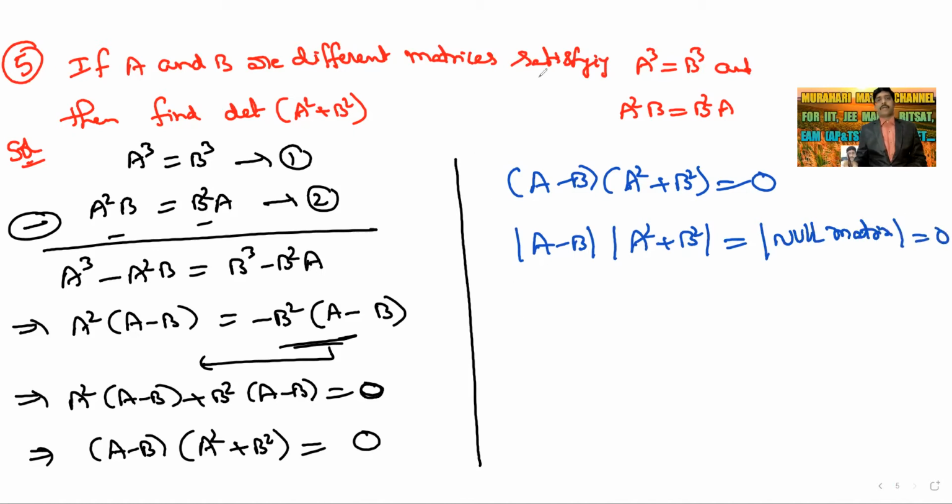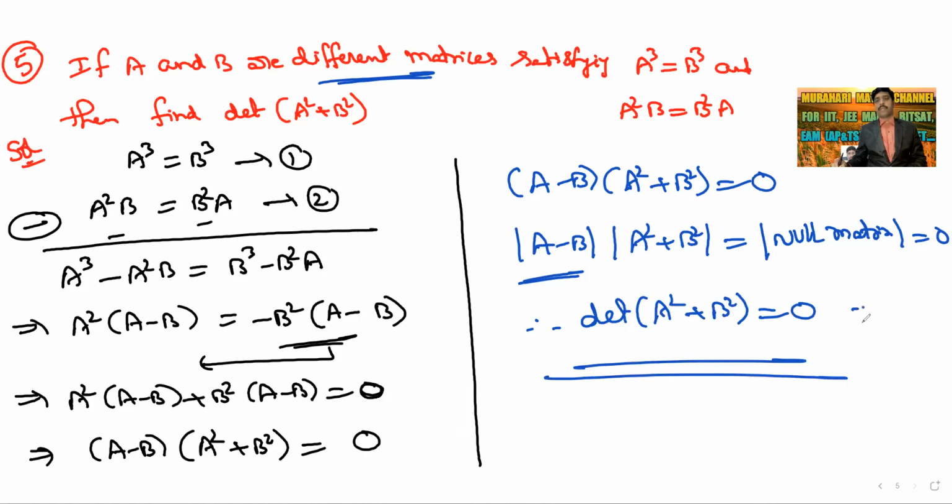Okay, so A and B are different matrices. So det of A minus B is not equal to 0. Therefore, det of A square plus B square is equal to 0, where A, B are different matrices. So what is the answer? Det of A square plus B square is equal to 0.